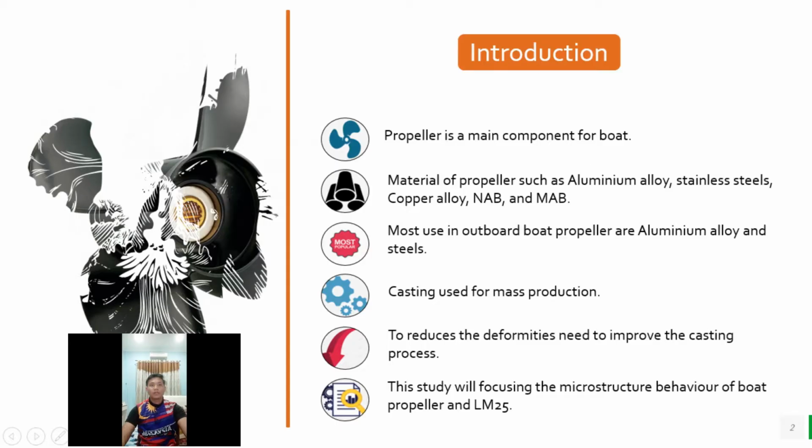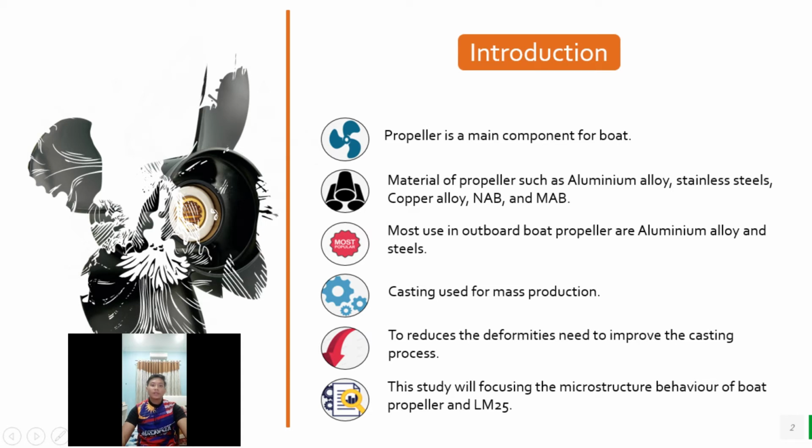Okay, I will go to the introduction. A propeller is a main component of a boat. The propeller blade displaces water to create the force that moves a boat forward. The basic propeller shaft creates the torque or energy required to turn the blades. The materials used in propellers are aluminum alloy, stainless steel, copper alloy, nickel aluminum bronze, and manganese aluminum bronze. The most used materials in outboard propellers in industry are aluminum and stainless steel.